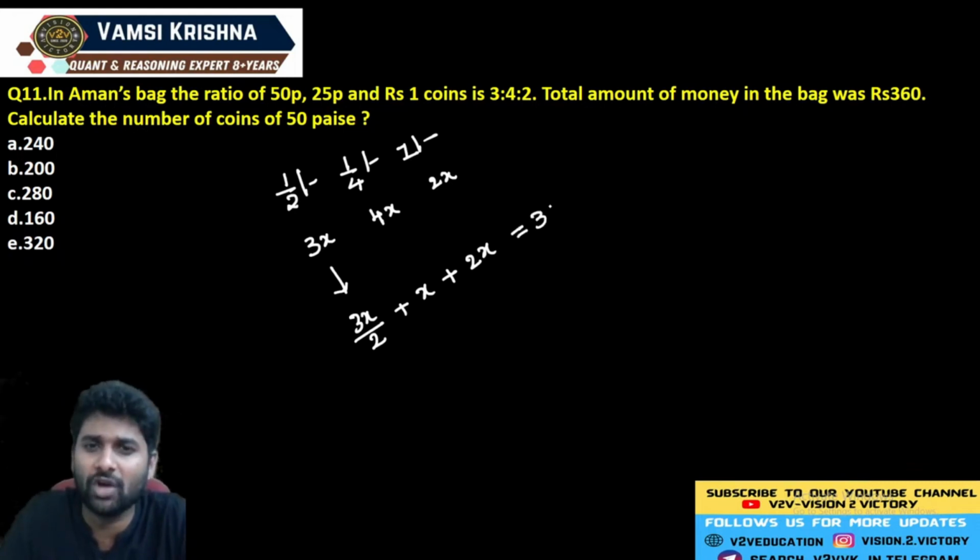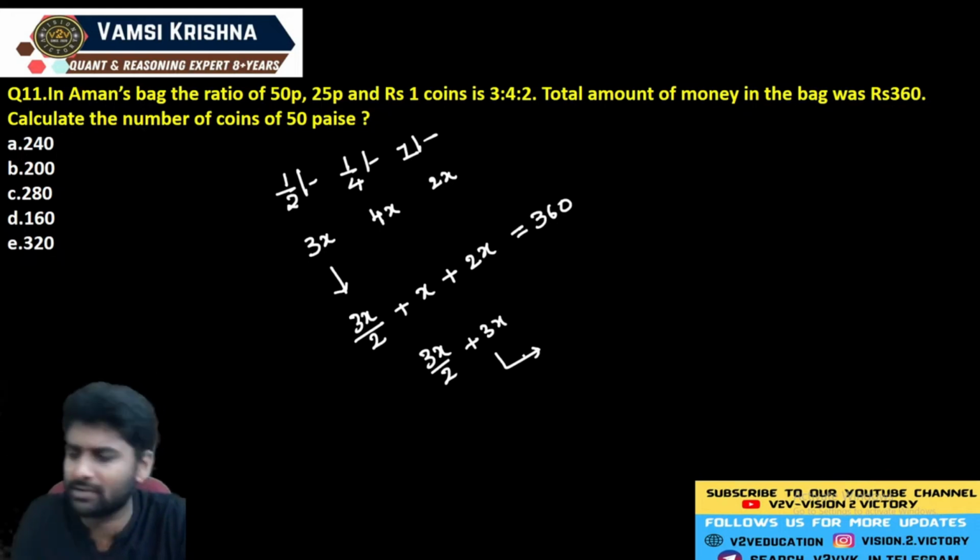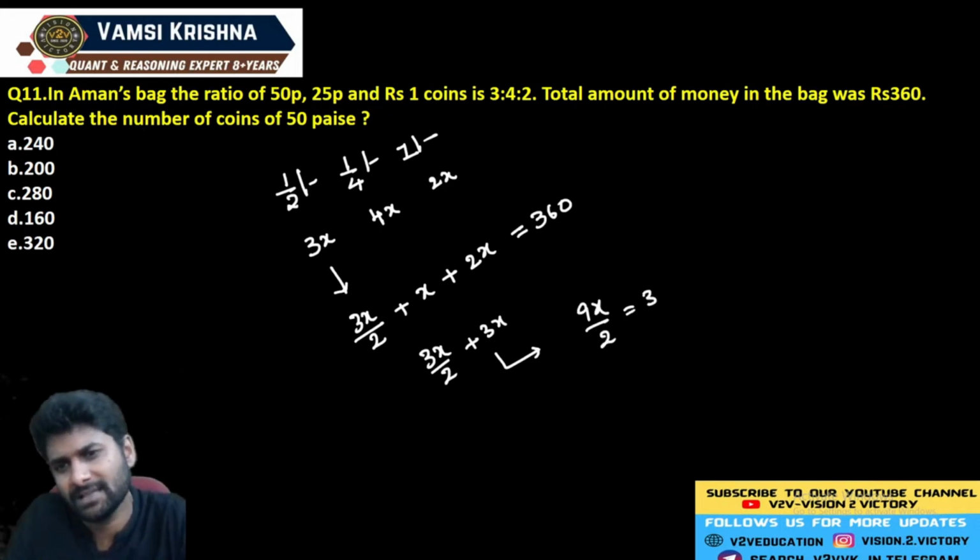Now the total value they already gave is 360. Now the total value, see here, 3x by 2. Don't go for two calculations. By understanding only, I take it step by step here. So its value is 9x by 2 equals 360. So try to minimize the maximum number of steps, remember, guys. So here the value of x is equal to 80.